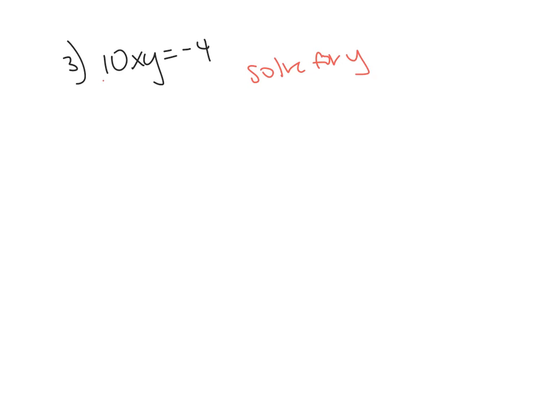So if we need to solve for y, that means we need to move the 10x over. Well, this is really 10 times x times y, so we can divide by 10x. So we're left with y equals, and we can simplify this: negative 4 divided by 10x. 4 and 10 are both even numbers, so we can divide by 2. So our equation in simplest form would be y equals negative 2 divided by 5x.